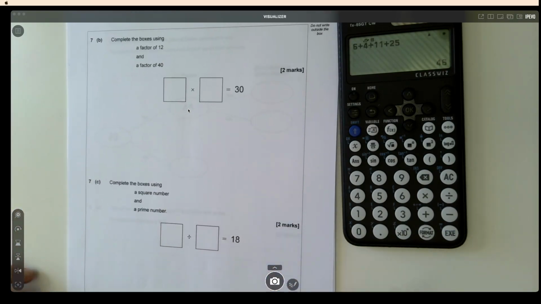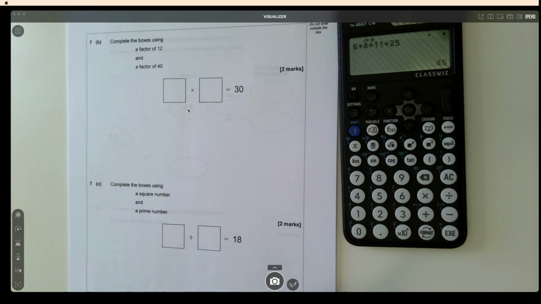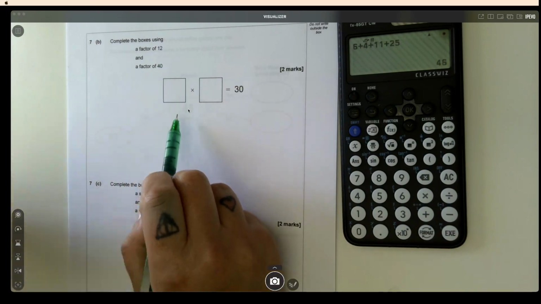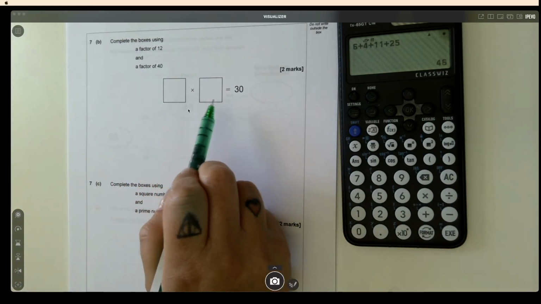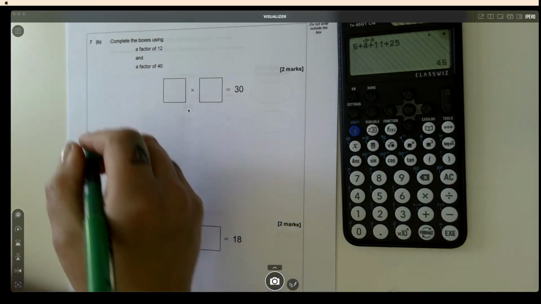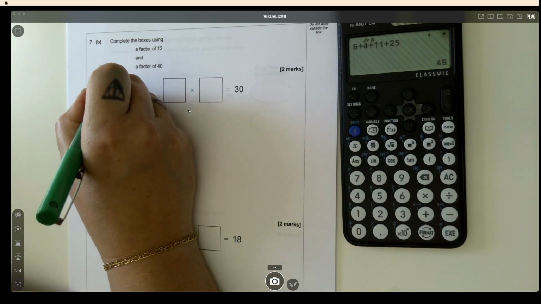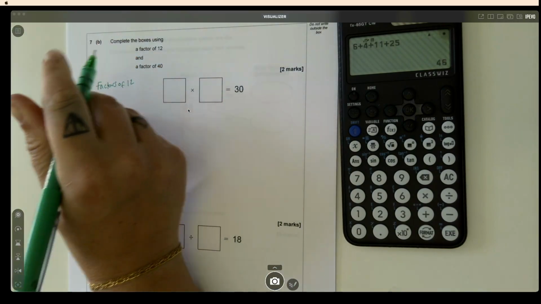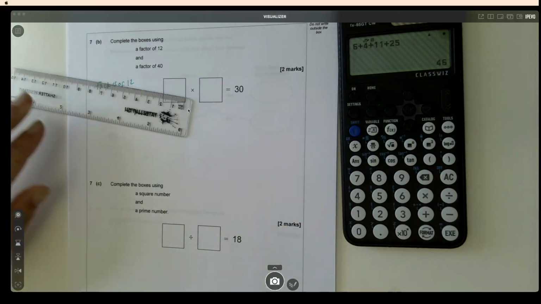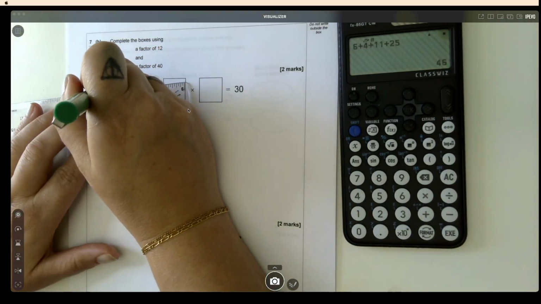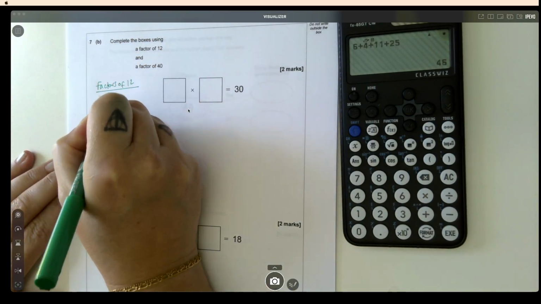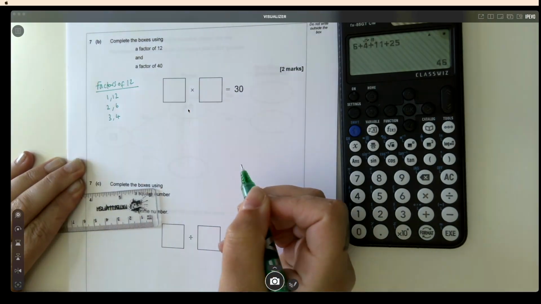7b. Complete the boxes using a factor of 12 and a factor of 40. So we want a factor of 12 and a factor of 40 that are going to multiply together to give us an answer of 30. So let's start by writing the factors of 12. So I'm going to list them as factor pairs. So we can have 1 times 12, 2 times 6 and 3 times 4.